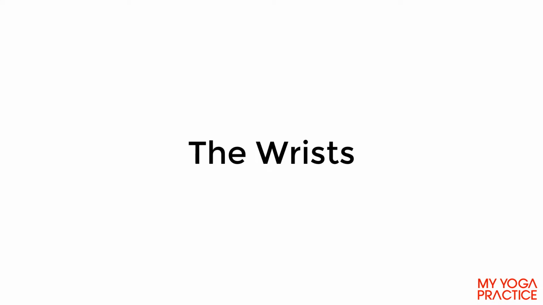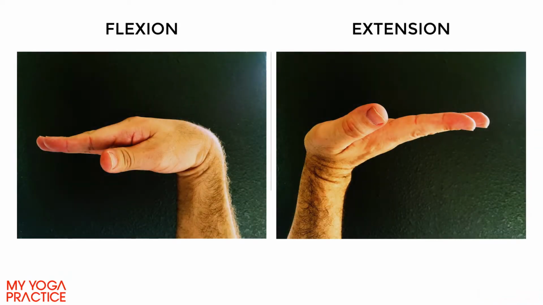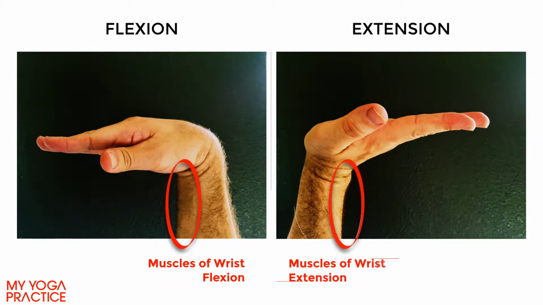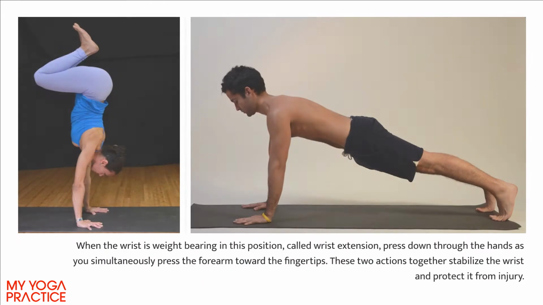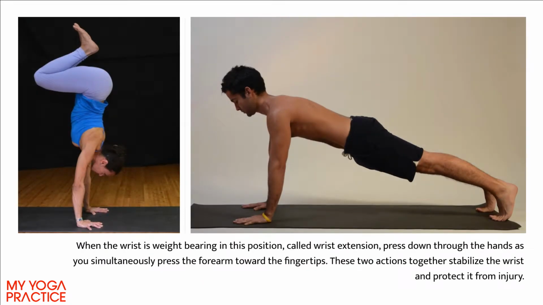Now to the wrists, which tend to be weak in the modern human and which can be helped a lot in yoga classes. They move in many different directions, but the ones that we focus on most in asana classes are a little bit of flexion that you see on the left, but very frequently you'll be in wrist extension, which you see on the right, like you see pictured here.